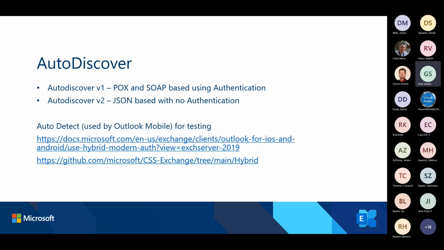AutoDetect is used by Outlook Mobile. I just included that out of interest. If you're building a universal discovery mechanism, that first link there has a really good step-by-step method that Outlook Mobile uses to do this process of detecting where a mailbox is hosted. It's a good one to look at. And CSS built a script that shows you how to go through that as well in PowerShell. It's quite good.